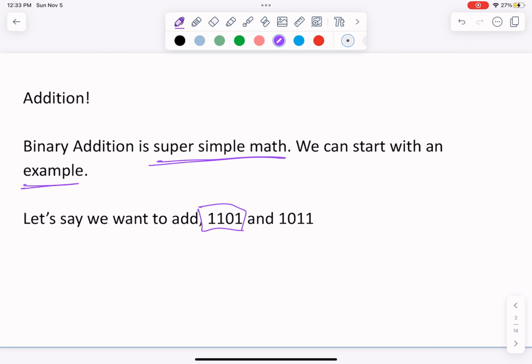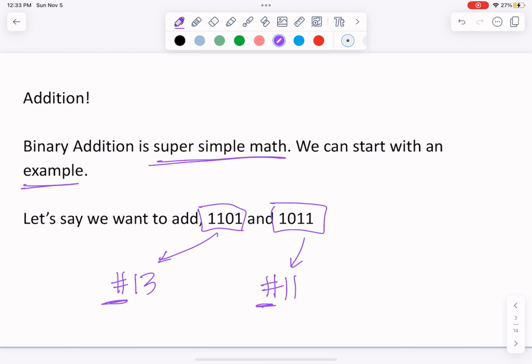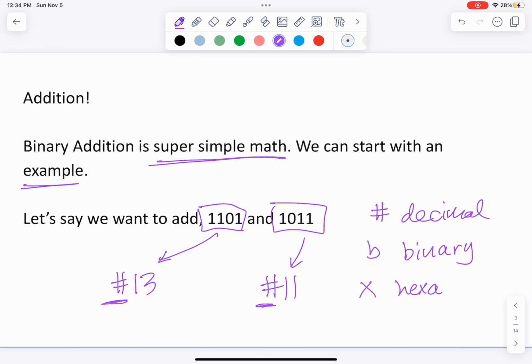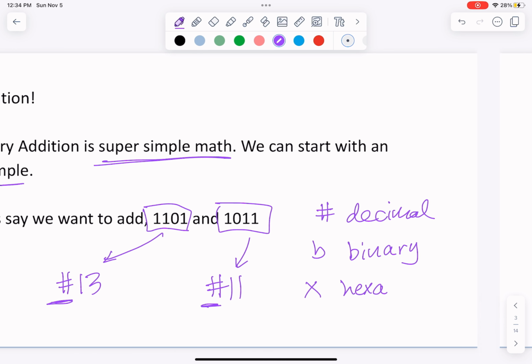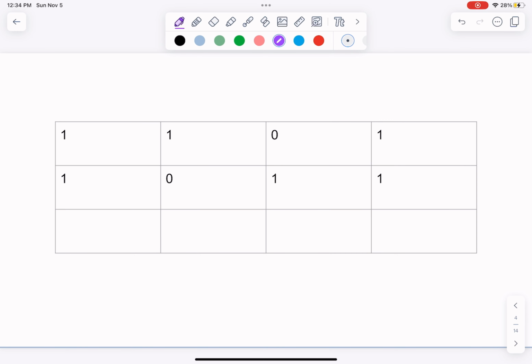Let's say we want to add 0101 and 1011. If we convert these to their decimal equivalents, we get 13 and 11 respectively. If you're wondering what this hashtag in front is, that is literally to denote what is decimal. This is a decimal sign. A B is for binary, and an X is for hexadecimal. This is more important later on, but for right now, I'm just letting you know what this hashtag in front means.